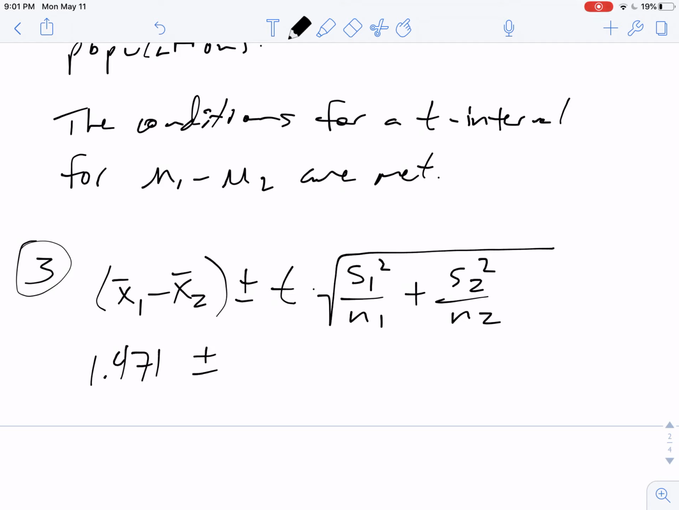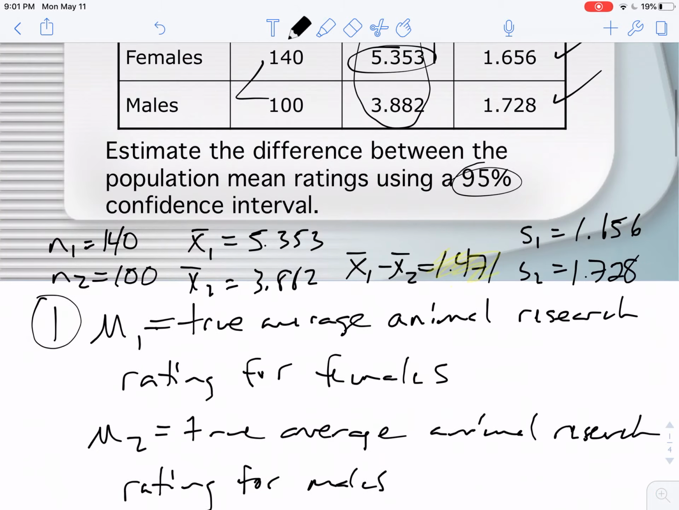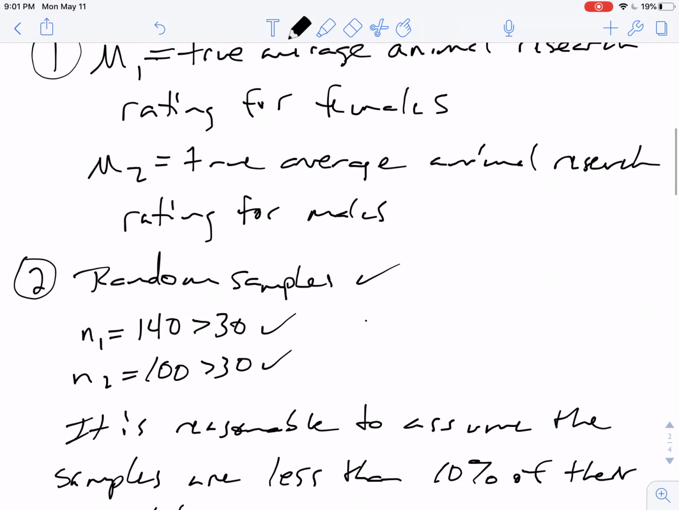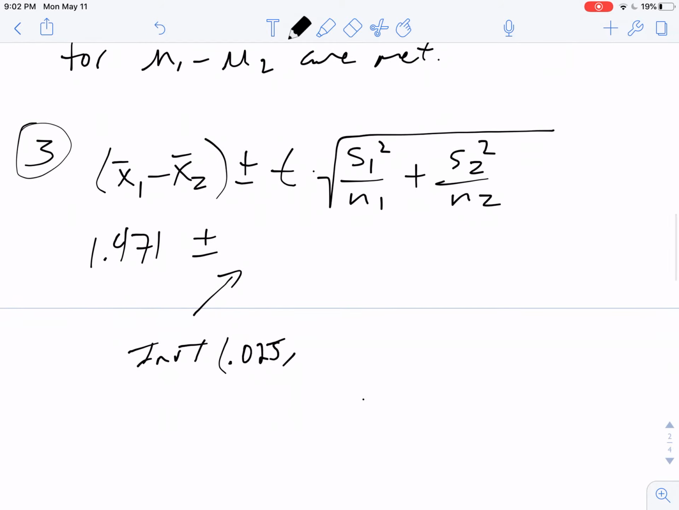Now, t I haven't calculated yet. So the t that's going to go here comes from the inverse t function on the TI calculator. What you need to put into inverse t is the tail probability of the confidence level. So the confidence level is 95%, so the tail probability would be 2.5%. So I would put that in as 0.025. And then the second argument is the degrees of freedom. So there's two different ways of calculating the degrees of freedom.